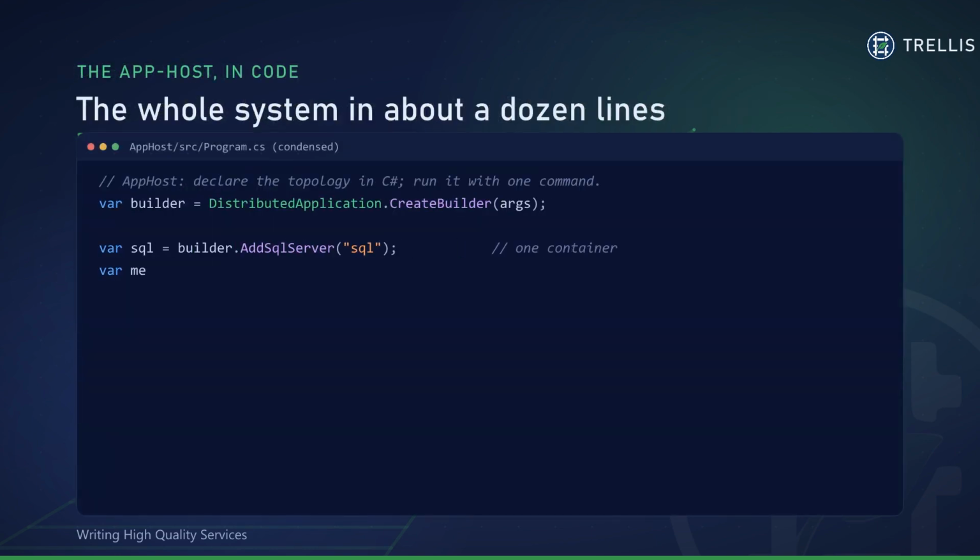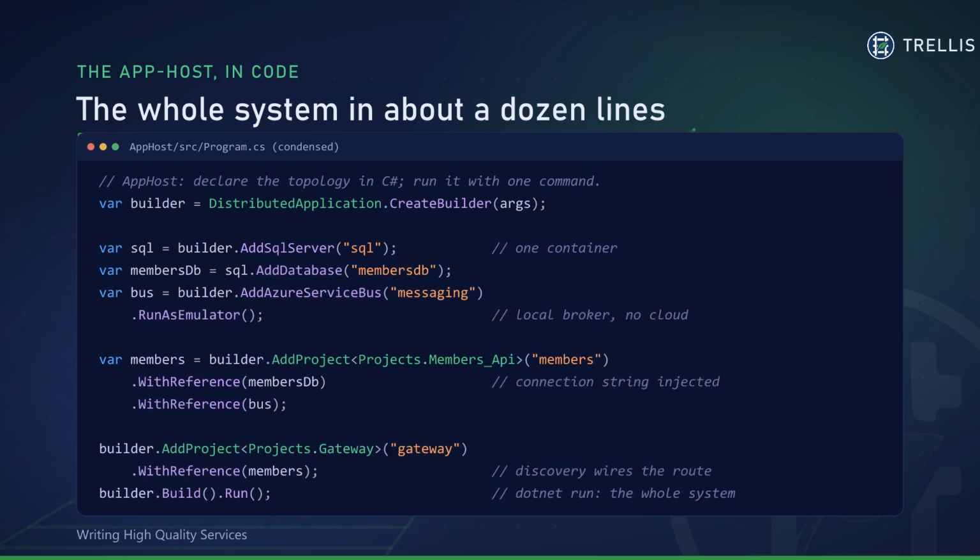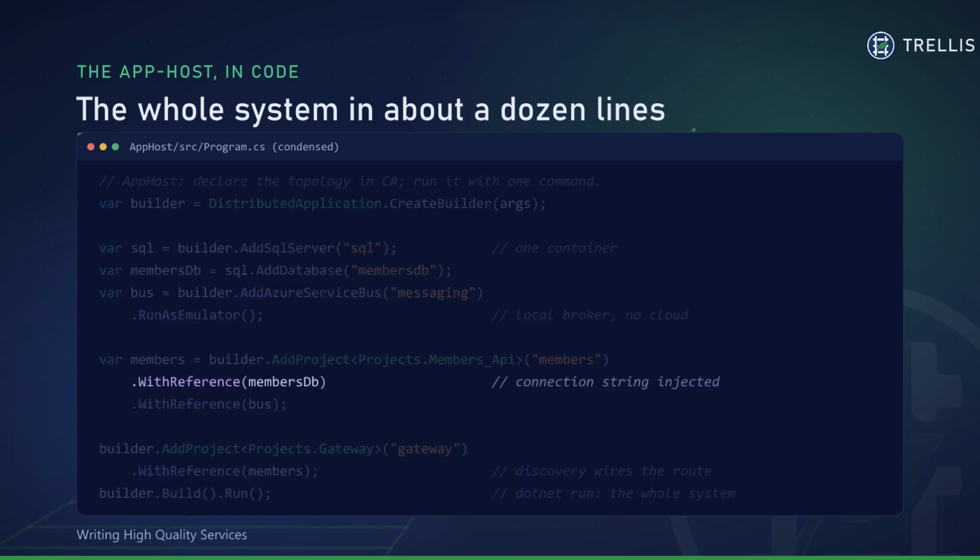In .NET, that orchestrator is Aspire, and this is its app host, the whole system, in about a dozen lines. You add a SQL Server container and give each service its own database. You add Azure Service Bus and tell it to run as a local emulator. So there's no cloud, no subscription, just a container on your machine.